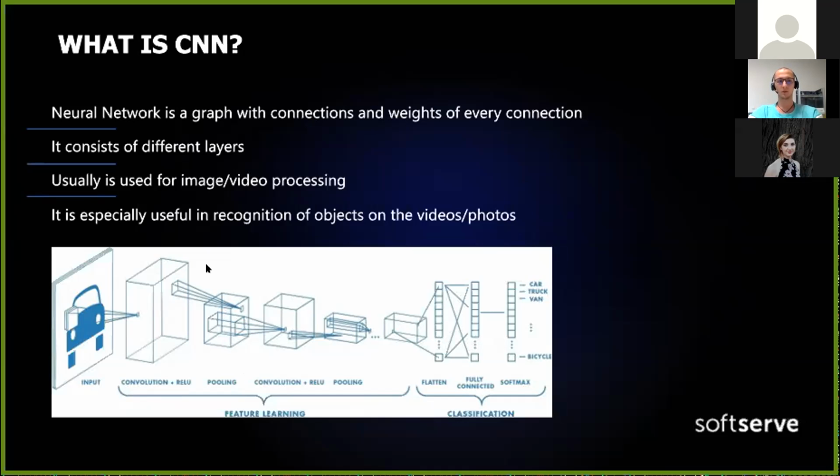Usually, CNN is used to process videos or images in real time, or simply to process videos and images. And we use it in classification tasks. For example, we have some image of a car on the input, and on the output we have the word that describes that this is a car. And this particular neural network is for classifying different kinds of cars, truck, bicycle, something else.